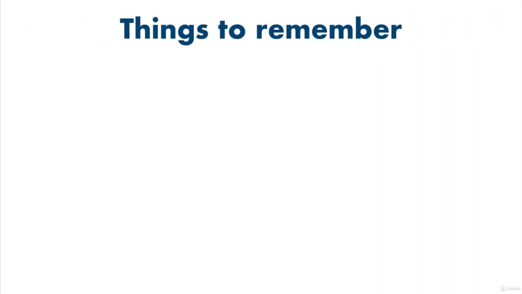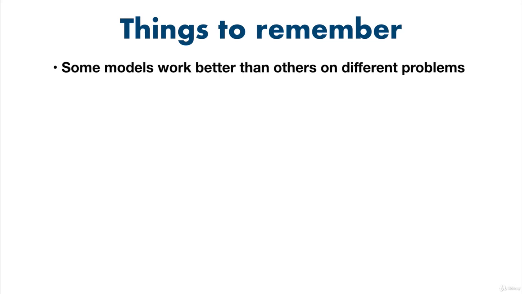The things to remember. Some models work better than others in different problems. Don't be afraid to try things. Now, this is really important. Machine learning is, as we said before, a highly iterative process. So some things that you try out may not work the first time, and that means you just neglect that thing going forward and try something else.